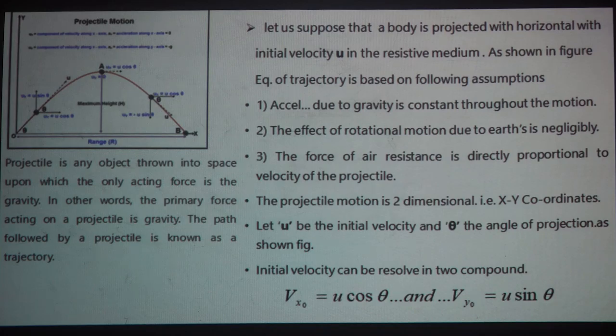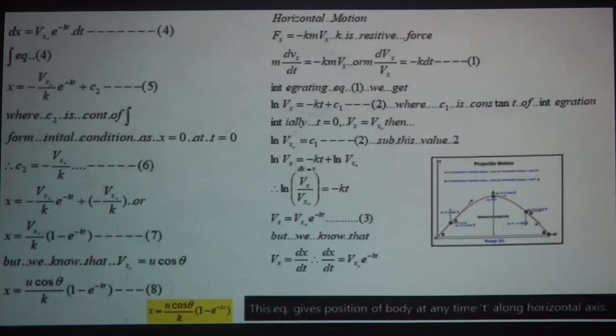Now the initial velocity can be resolved into two components, the vertical component and the horizontal component. So Vxo is equal to u cos theta, that is the horizontal component, and the vertical component Vyo is equal to u sin theta. These are the two components of velocity along the x and y directions, horizontal and vertical.